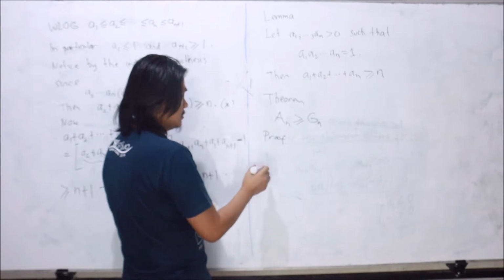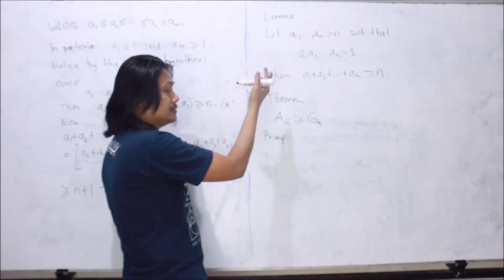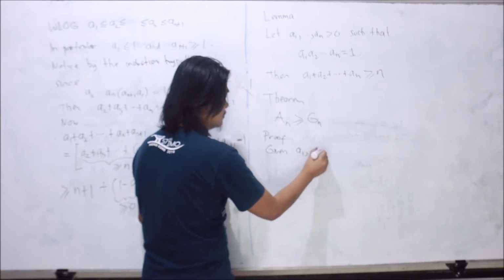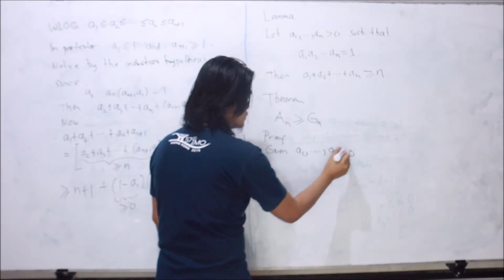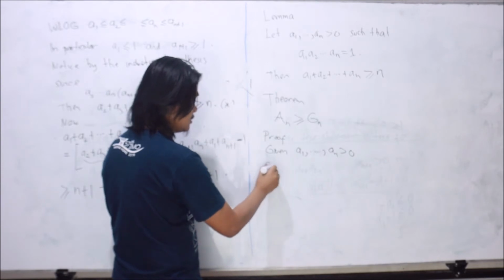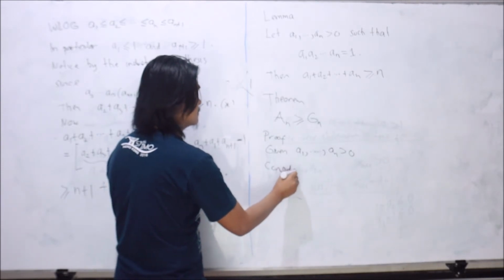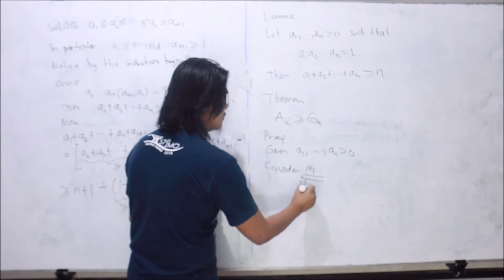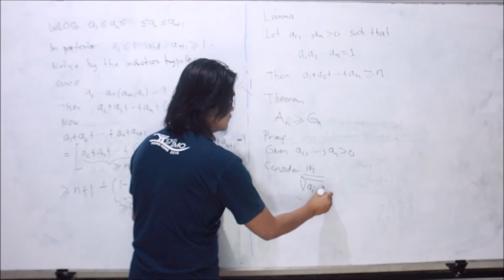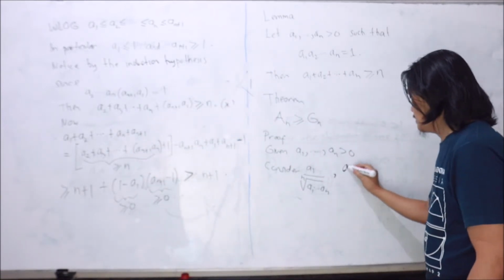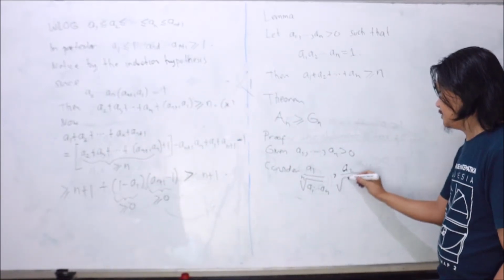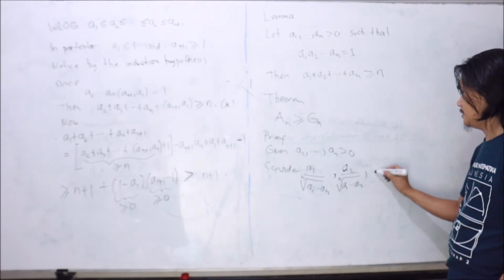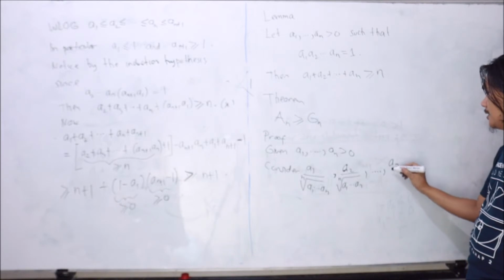Okay. So given a1, ..., an positive, consider a1 over the nth root of the product, and then a2 over the nth root of this, and so on, up to an.